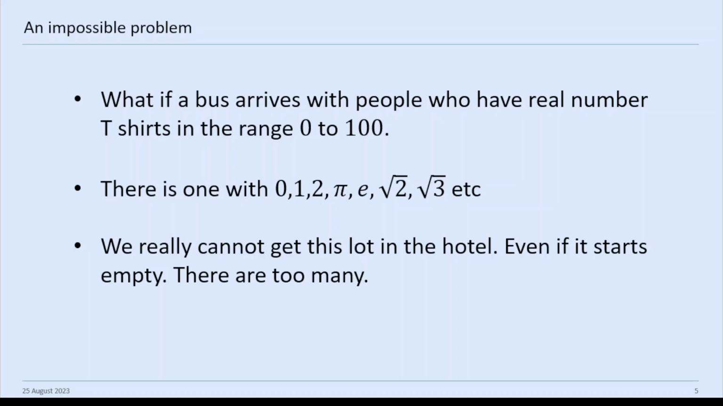But here's an impossible problem. If a bus arrives with people who have real numbers on their t-shirts in the range from 0 to 100. So there's one with 0, there's one with 1, there's one with 2, pi, which is the ratio of the circumference to the diameter of a circle, e, square root of 2, square root of 3. So the last four are all infinite decimals.